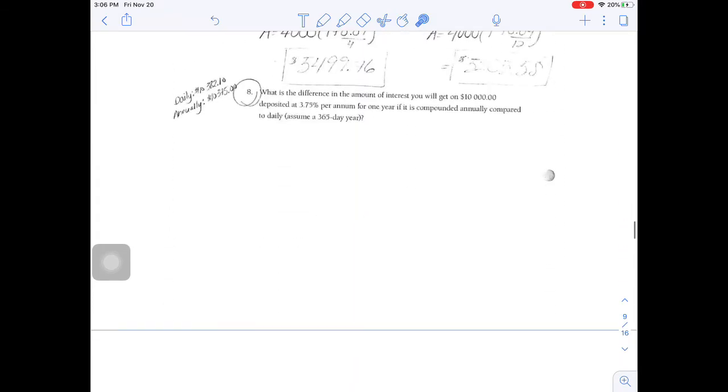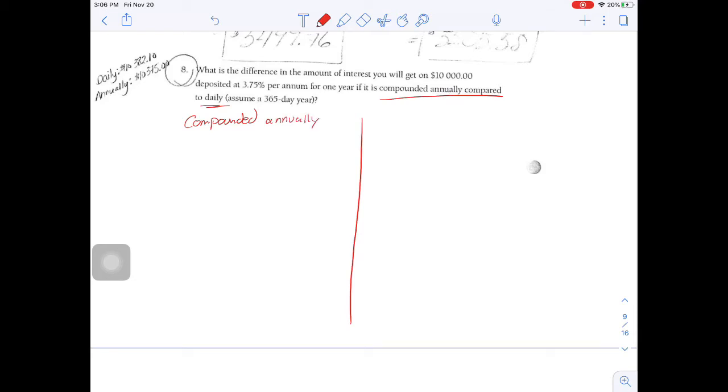So let's see an example here. What is the difference in the annual amount of interest you will get on a $10,000 deposit at 3.75% per annum for 1 year if it's compounded annually compared to compounded daily? Okay, so this is kind of interesting. We have compounded annually compared to daily. So let's do compounded annually versus the daily over here.